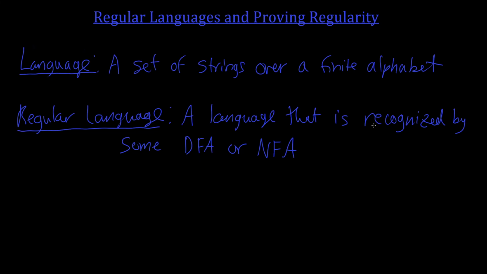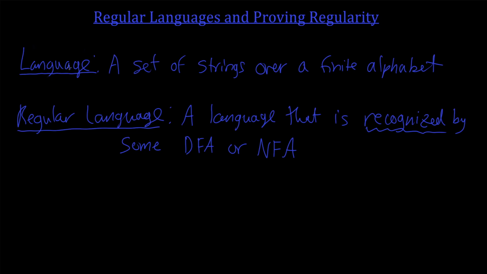So what exactly does it mean for a language to be recognized by a DFA? Well, a language is recognized by a DFA if the DFA accepts every string in the language and rejects every string that is not in the language. So for example, let's say we have some language containing the strings 0 and 1. If some DFA that we imagine accepts the string 0 and the string 1 and rejects everything else that's not 0 and 1, then that DFA recognizes this language. Again, a DFA recognizes a language if it accepts everything in the language and rejects everything that is not in the language.